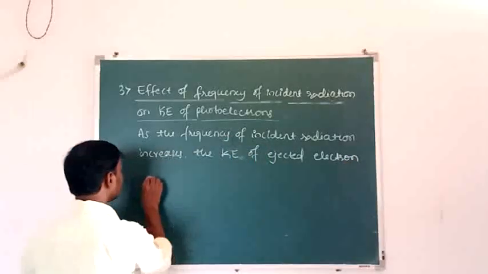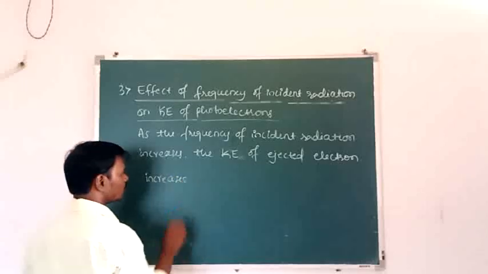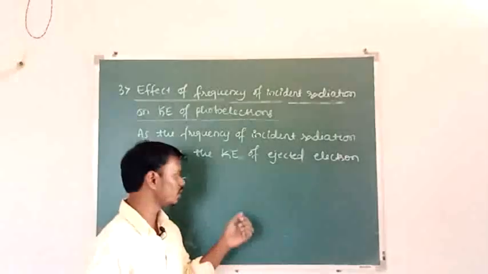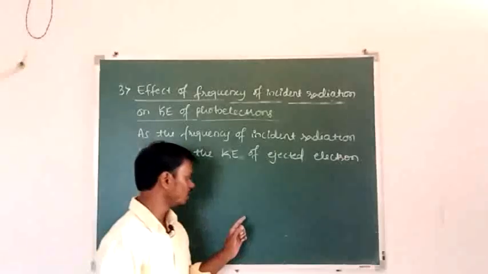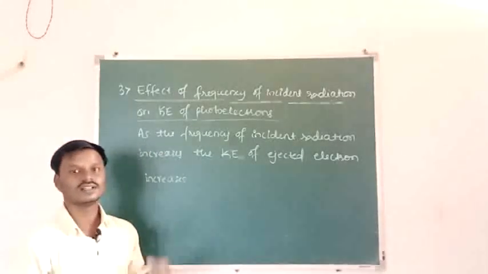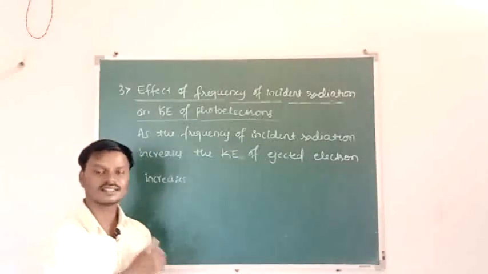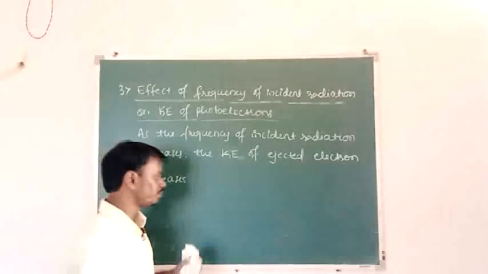Ejected electron increases. So let us plot the graph here. But here, for the photoelectric emission, the frequency of the incident radiation must be equal to the threshold frequency or greater than the threshold frequency, but not less than threshold frequency. If it is less than threshold frequency, no photoelectric emission takes place.